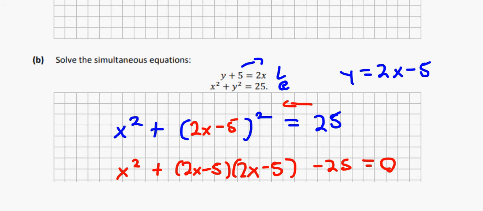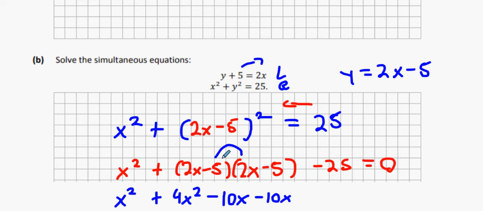Now there's two in the first bracket, 2 in the second bracket. How many should I come out of it? Should be 4. 2x times 2x. That's the first one. 2x times minus 5. That's 10x. That's the second one. Minus 5 times 2x. That's the third one. Minus 5 times minus 5.